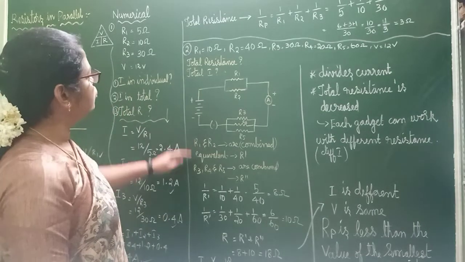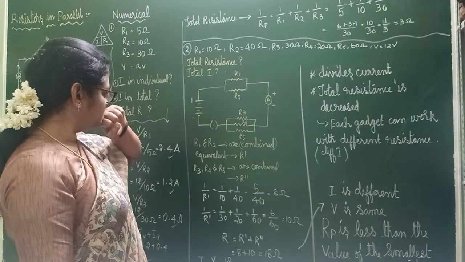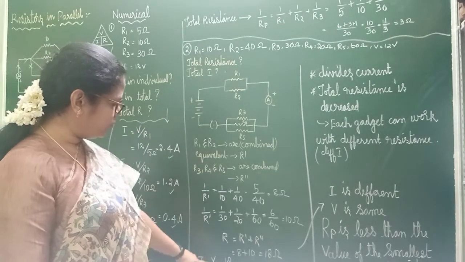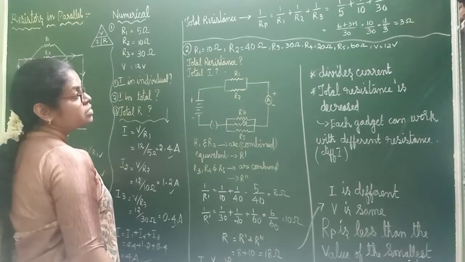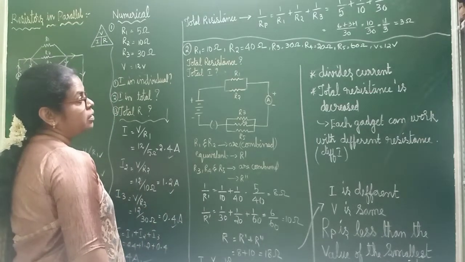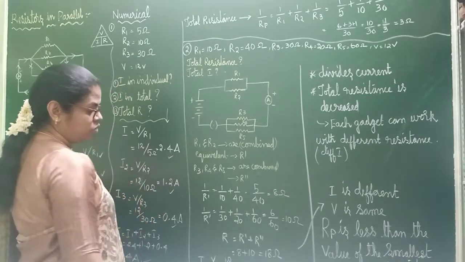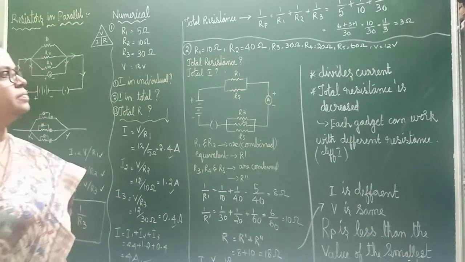The second thing we should find is total current. Current formula is I is equal to V by R. V is equal to 12, they have given. R is equal to the total, which is 18. So 12 by 18 is equal to 0.67 amps. Okay, so we got the answer.